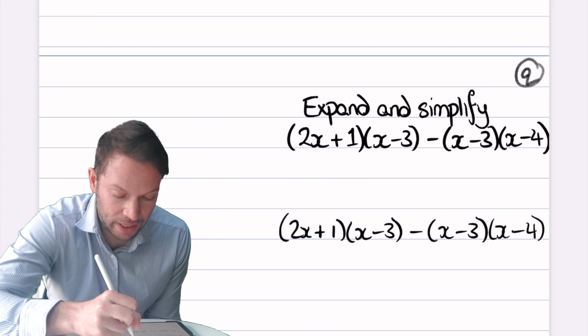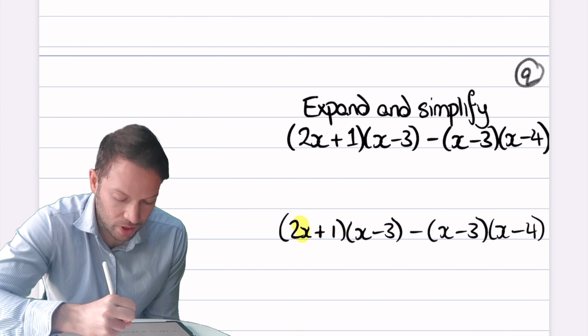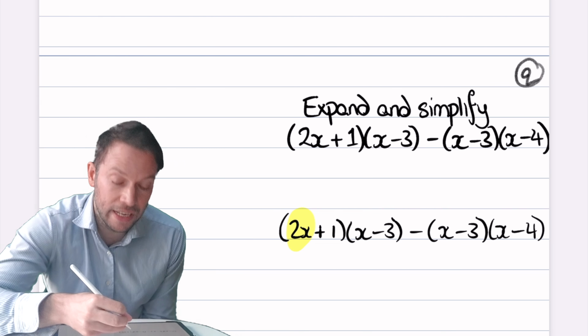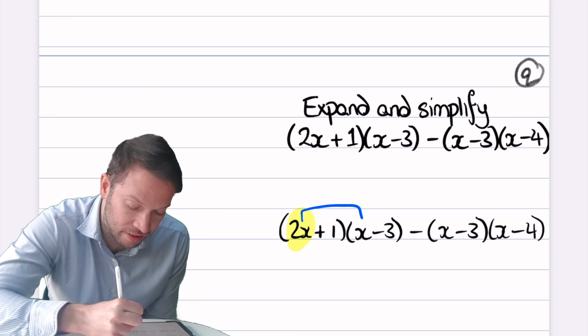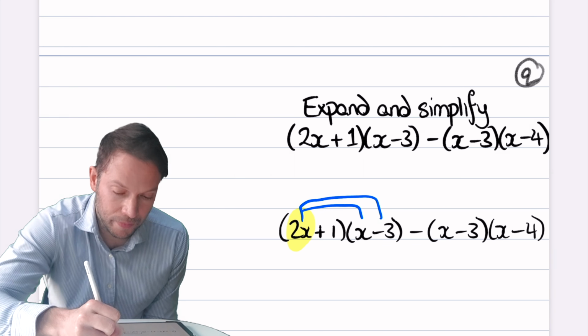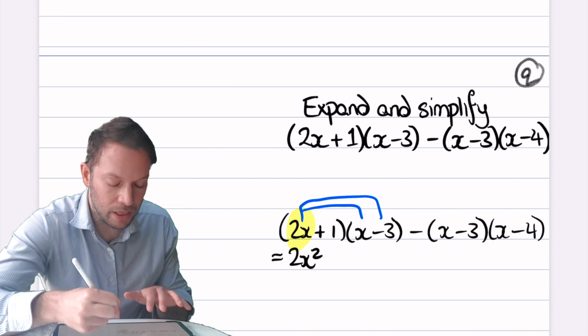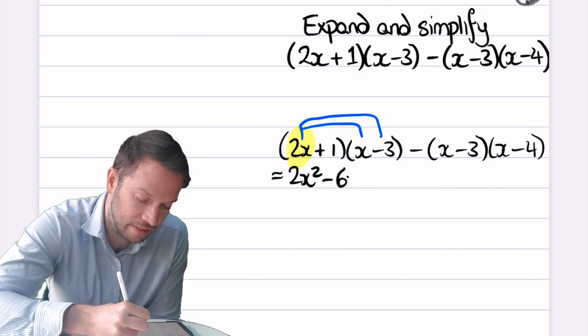And the way I like to do it in previous videos was I just focused on the first thing in the first bracket and multiply it by each thing in the second bracket. So I'm going to do the 2x times the x. I'm going to do the 2x times the minus 3. So if we do that, 2x times x is 2x squared. 2x times negative 3 is negative 6x.